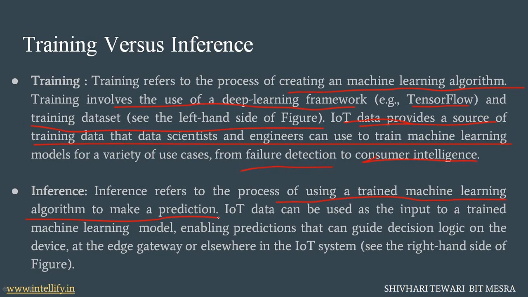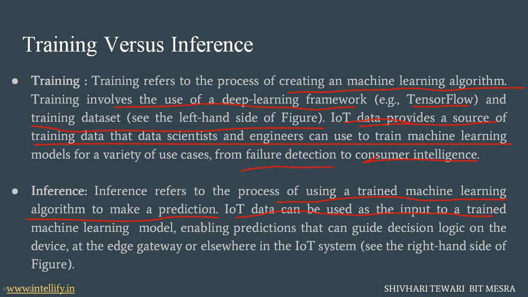Now, what is inference? Inference refers to the process of using a trained machine learning algorithm. That means we are using that trained machine learning algorithm in inference to predict something, to forecast something, to estimate some result. Here IoT data is used as input to a trained machine learning model. In training, the data provided by IoT was a training data set. In inference, the data provided by IoT is an input data set.